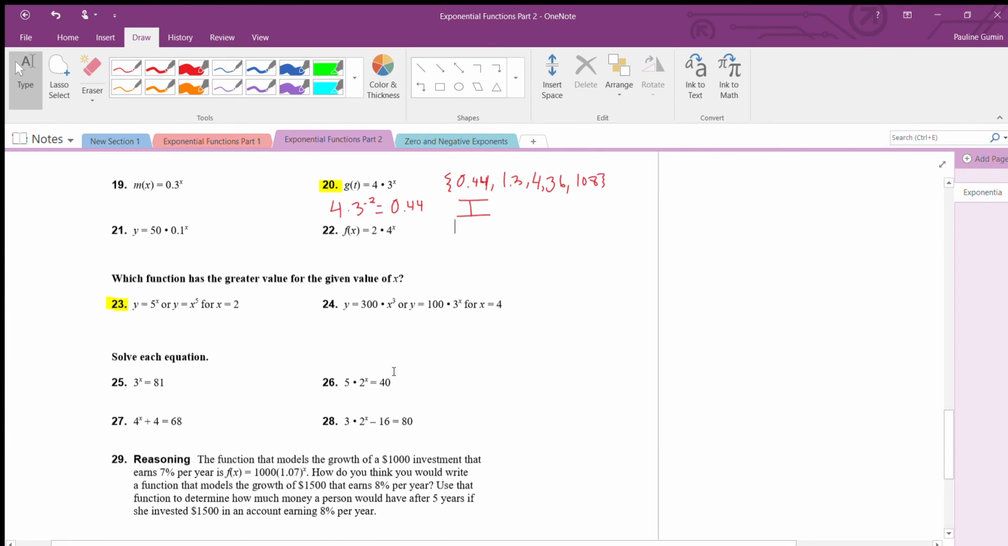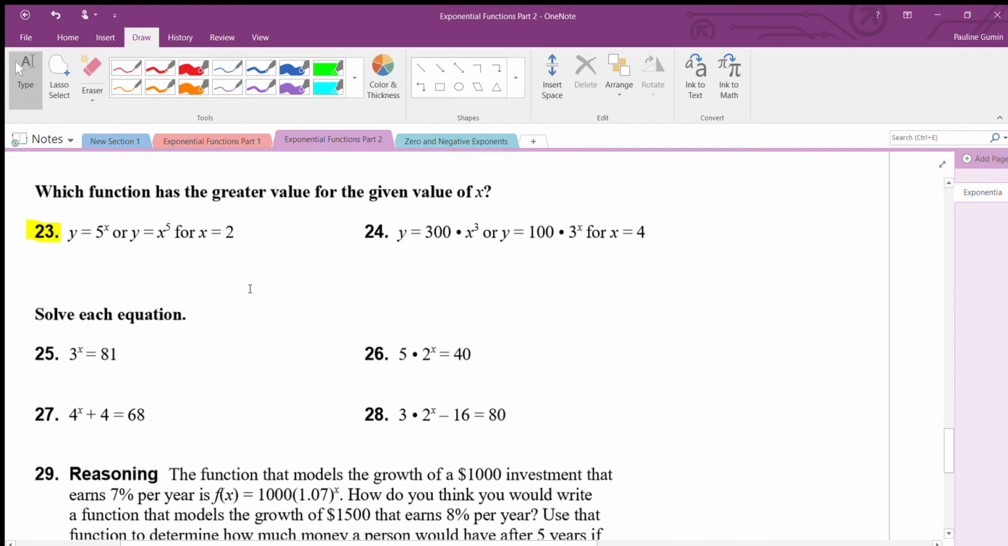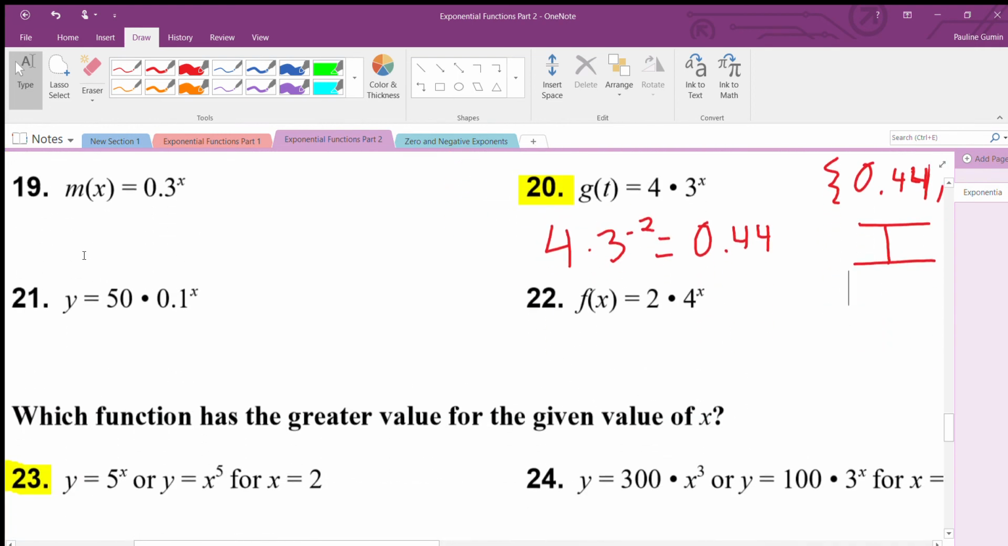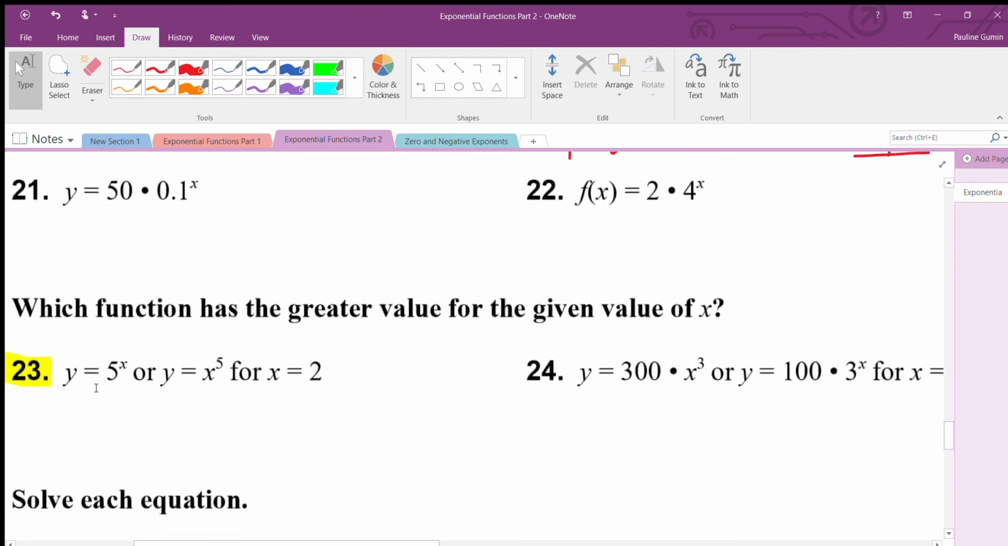And lastly, let's take a look at number 23. Which function has a greater value for x? Okay, so we have 2 types of functions here in number 23. We have an exponential one right here. And this, we call it a polynomial. It's x to the 5th. Let's solve. If x equaled 2, here we'd have 2 to the 5th.